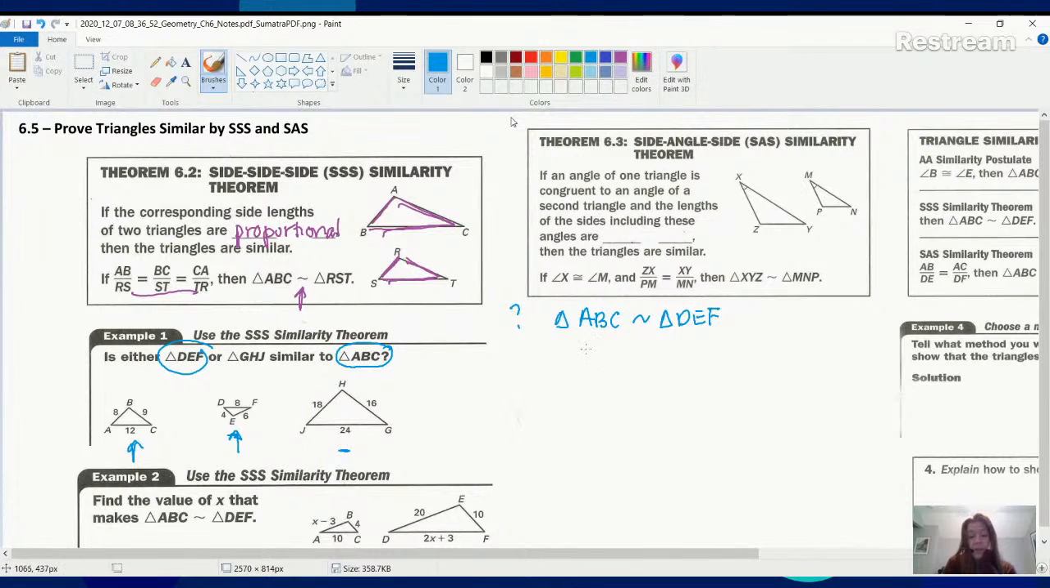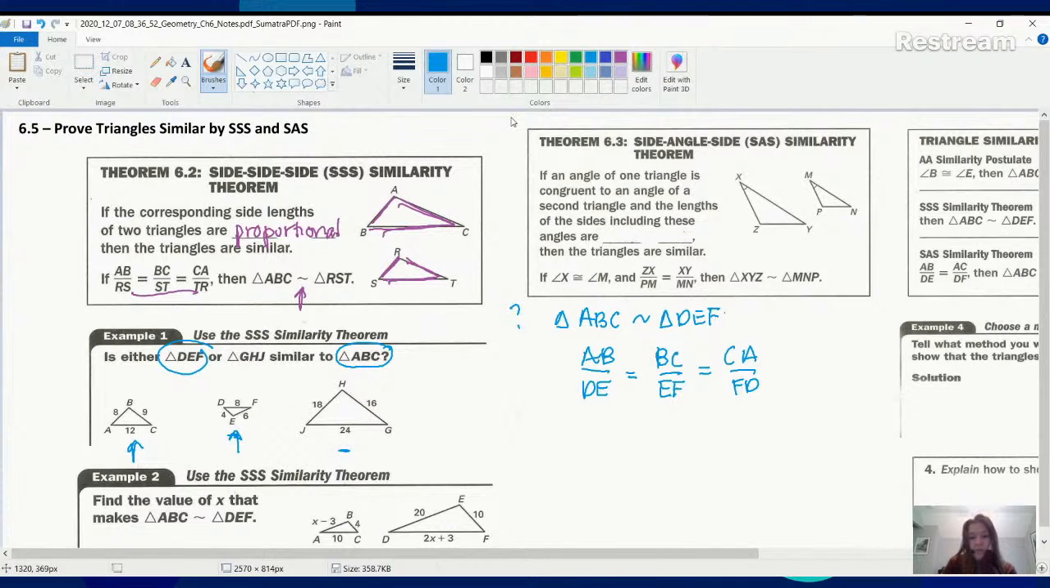Okay, and so if that's true, then the proportionality statement has to be true. So notice I'm not even looking at my triangles over here to the left. I'm using my similarity statement. So AB over DE, the first two letters, would have to be equal to BC over EF, the second two letters, and that would have to be equal to CA over FD, the third and first letter. So I got all that out of my statement.